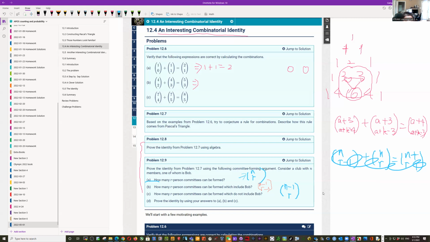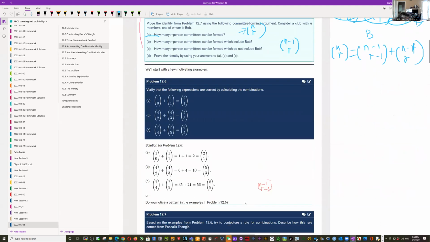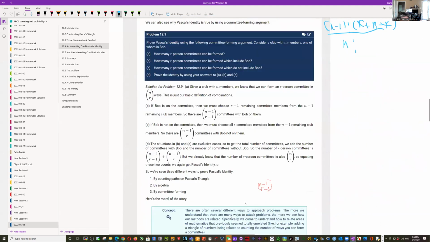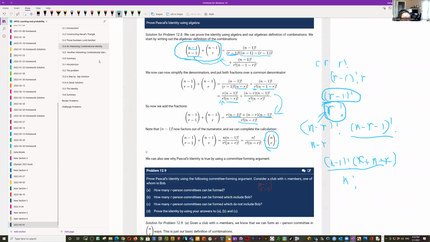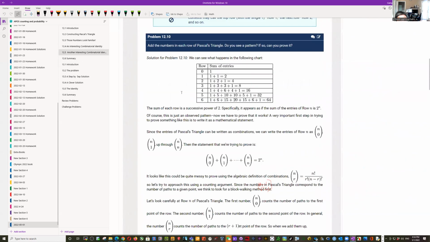So with this reasoning, you can use logical reasoning to say that n choose r is equal to n minus 1 choose r minus 1, that's including Bob, plus n minus 1 choose r, that's without Bob. So this is just reasoning, and you are also able to make this same conclusion exactly. So let's get on to another one.